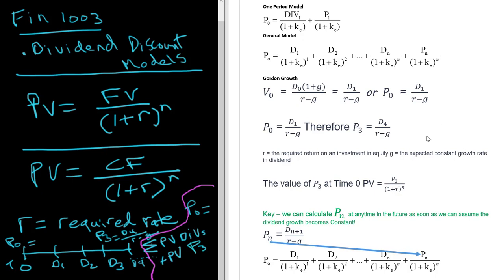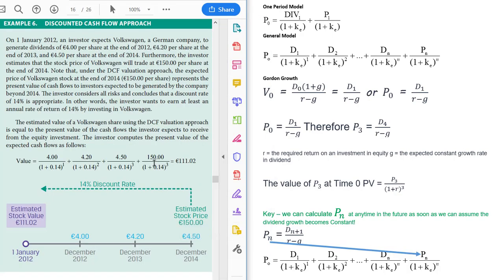So therefore, if that growth rate starts to become constant at some point in the future, like for example after 3 years, then P3 could equal D4 over R minus g. You see what we're doing here? We're using the Gordon growth model, but we're using it to calculate P3. We're using it to calculate the stock price 3 years later. So recall, if we go back to that Volkswagen example, we were given the 150 euros after 3 years. But we can calculate that price at P3 if we know that the dividend becomes a constant growth at the end of 3 years, okay?